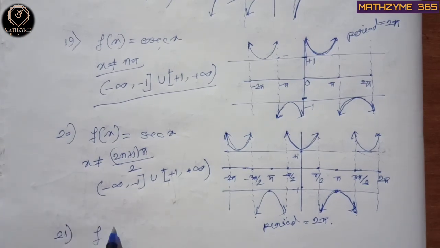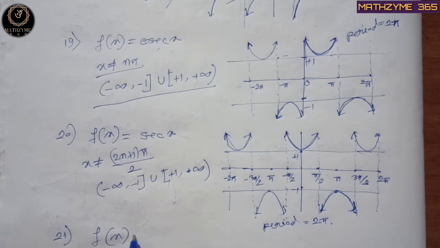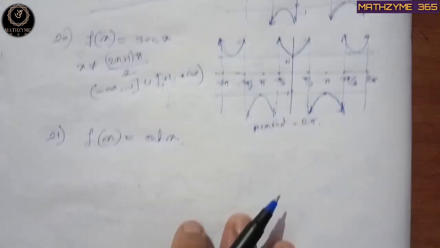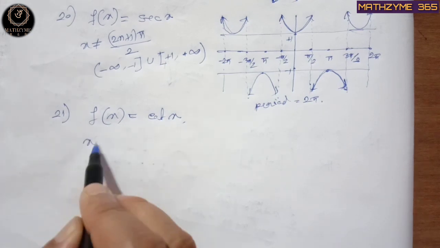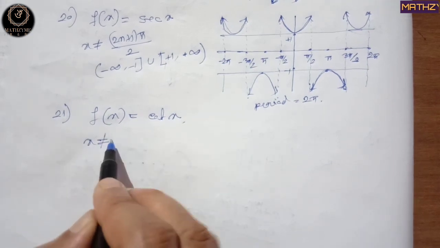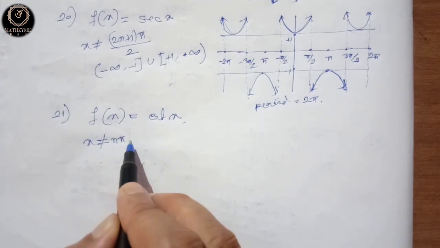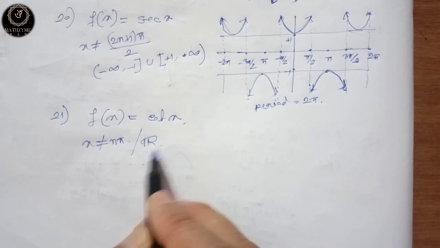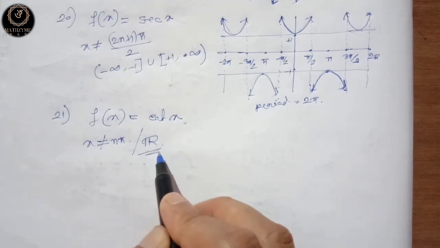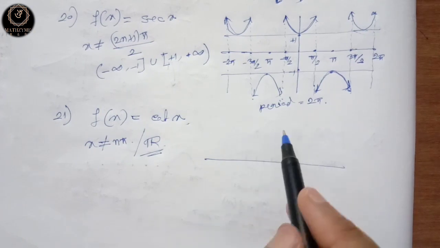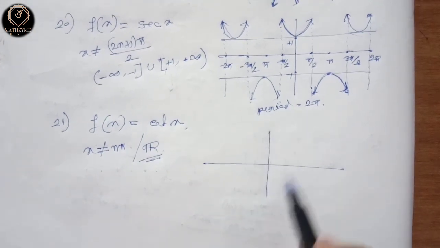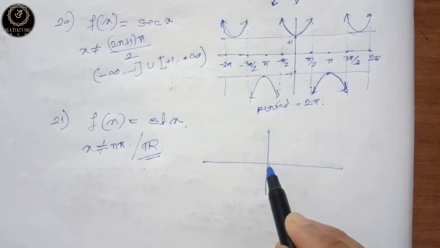Now, our final graph of this video session is f(x) equals cot x. This cot x has domain x not equal to n pi, and the real numbers R is the range. The graph structure is just like the tangent graph, but in a mirror image type.